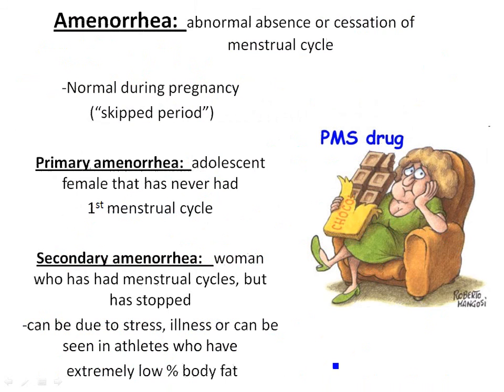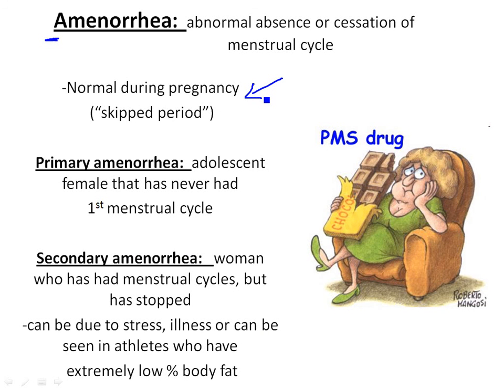Now, a couple of other terms that you're going to hear related to menstruation is amenorrhea. When we add the A in front of menorrhea, we simply mean we don't have it. It's lacking. So it's the absence or the cessation of a cycle. One of the ways most women find out that they're pregnant is they skip a period. They don't have a menstrual cycle. So it's very normal to have amenorrhea during pregnancy.